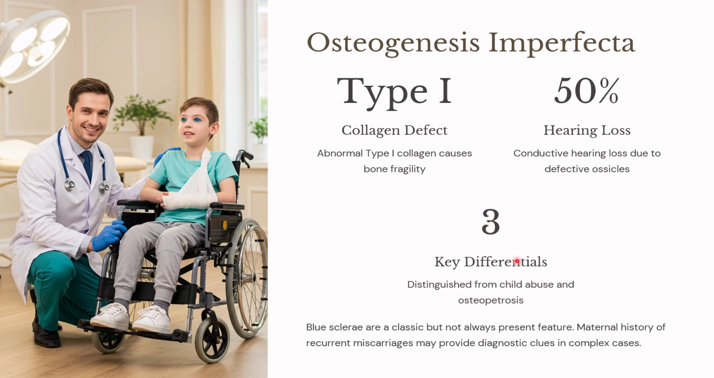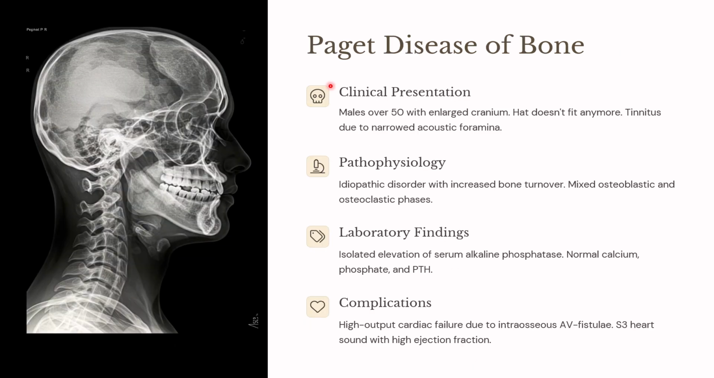The key differential feature is that you have to differentiate this from child abuse as well as osteopetrosis. Anyone with osteogenesis imperfecta will present with blue sclera, but it is not always present. Maternal history of recurrent miscarriages may also provide a diagnostic clue. This is because when the bones are being formed in utero, they cannot withstand it and will undergo recurrent fractures, which will result in recurrent in utero miscarriages.